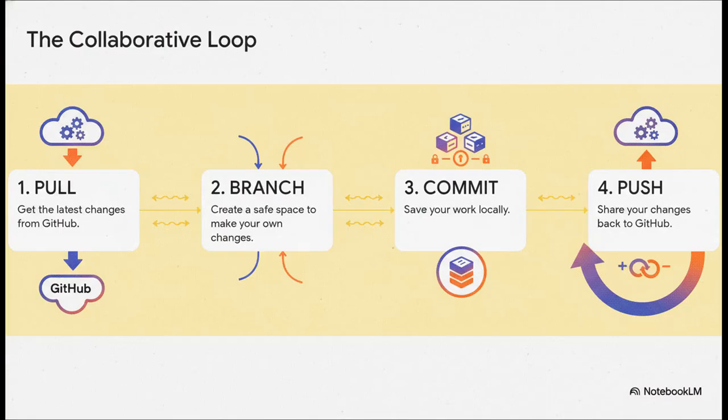And this is the loop. This is the rhythm of how modern software and so many other projects get built. You pull down the latest version, you make a safe branch to do your own thing, you add and commit your work, and then you push it back up for the team. This push and pull cycle is what allows huge teams to build incredible things together.